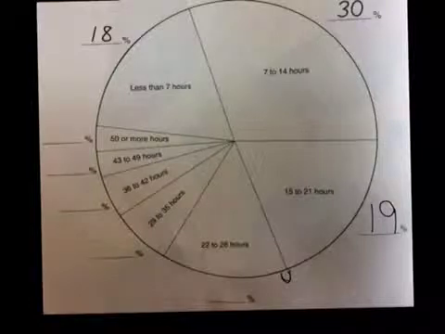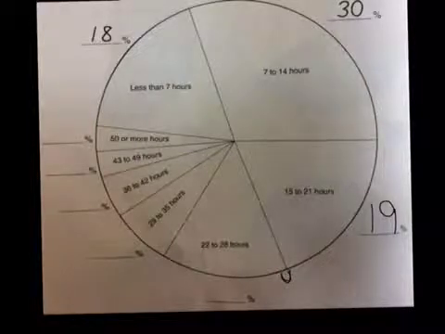So far I have on this side 49% plus 18 would be 67%.